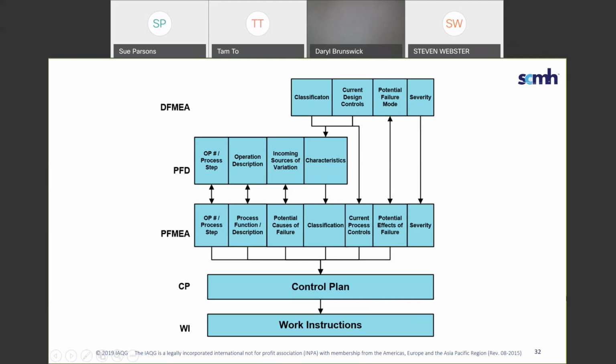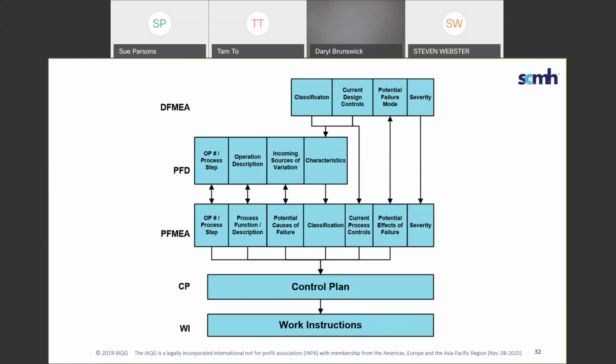If you look at AS13004, classification and characteristics are interchangeable. We just had a different nomenclature on our form. But as you can see, classification goes from the DFMEA classification, which really, that column is where all the critical items and the key characteristics reside. They flow into the process flow diagram, and then ultimately from the process flow diagram directly into the PFMEA.